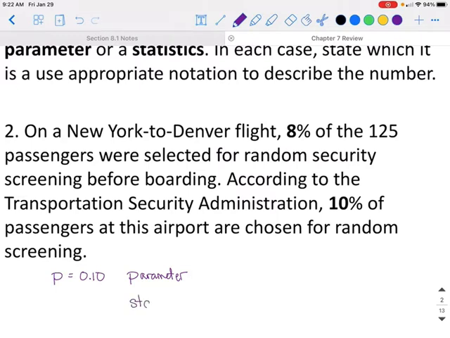For the statistic, from our sample, we know that the proportion of those people who got checked was 8%. So a p-hat in this case would be 8% or 0.08.